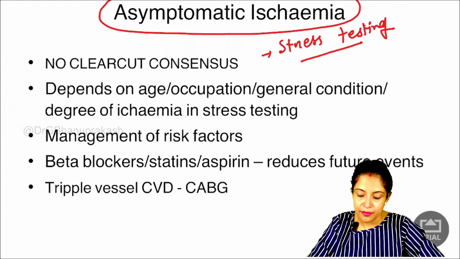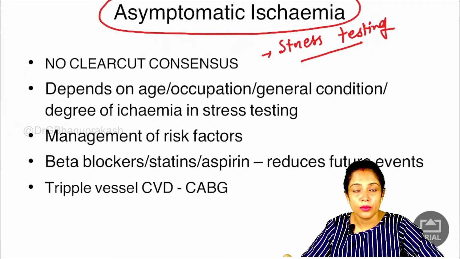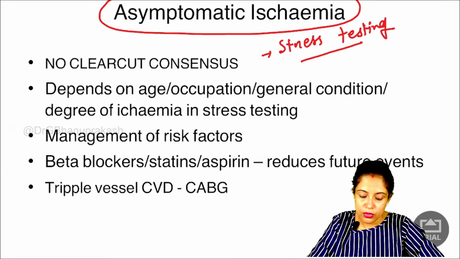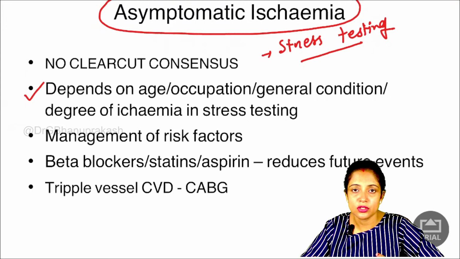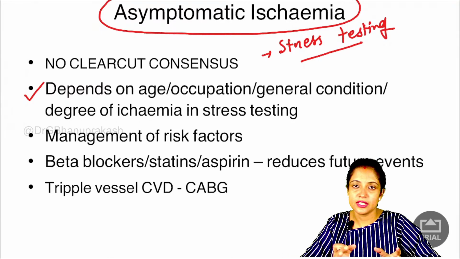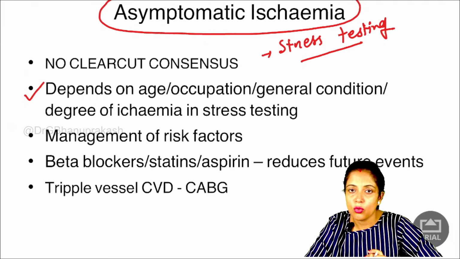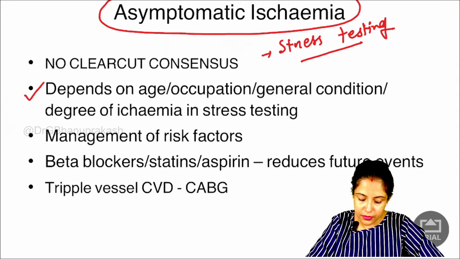And for the management, once we know that the patient has ischemia, we need to treat the patient definitely. The treatment actually depends on the age of the patient, occupation of the patient, severity of the disease, everything. Just for example, suppose a 45-year-old male pilot has this condition, we need to treat the patient and even advise revascularization itself if needed.